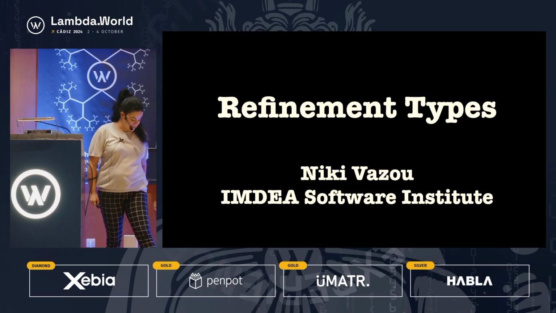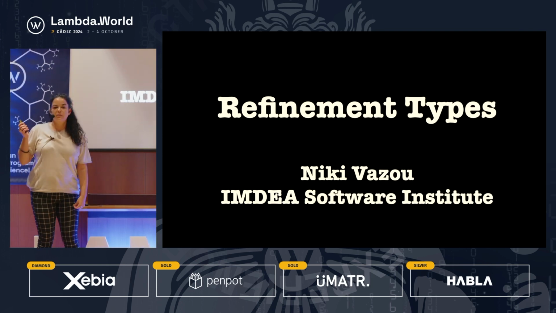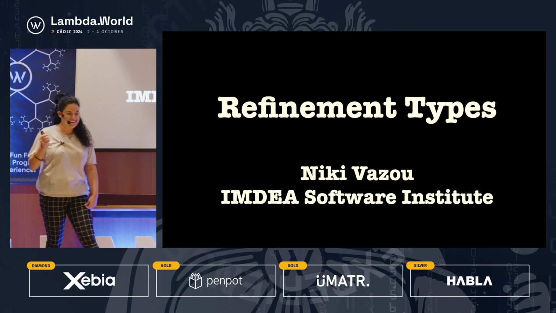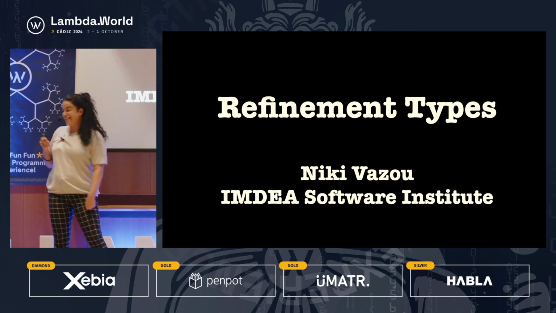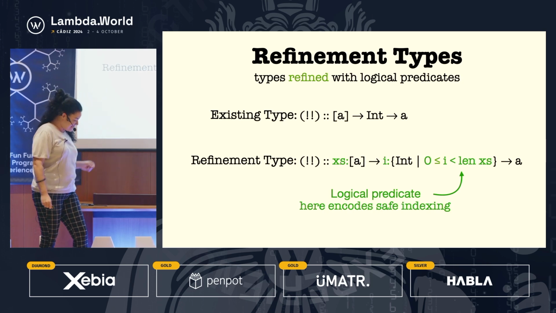I'm going to talk about refinement types today, and specifically Liquid Haskell. So, who here doesn't know what refinement types are? Okay, somebody will learn something. Okay, so this is the standard example of refinement types.